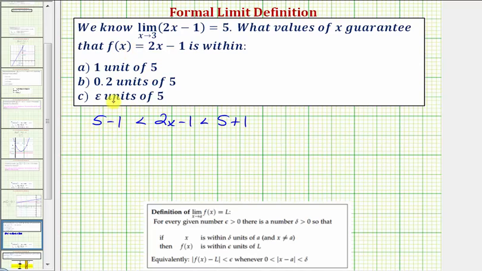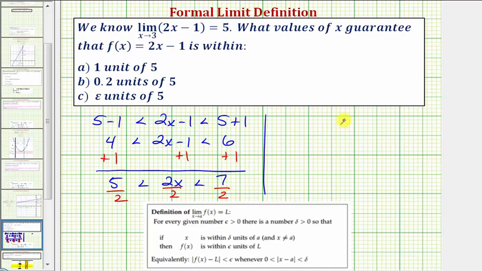So let's first simplify. 5 minus 1 is equal to 4. And of course 5 plus 1 is equal to 6. Now we'll begin to isolate x by adding 1. So we have 5 less than 2x less than 7. And now we'll divide everything by 2. So we have x is greater than 5 halves and less than 7 halves. Converting to decimals, x is greater than 2.5 and less than 3.5.